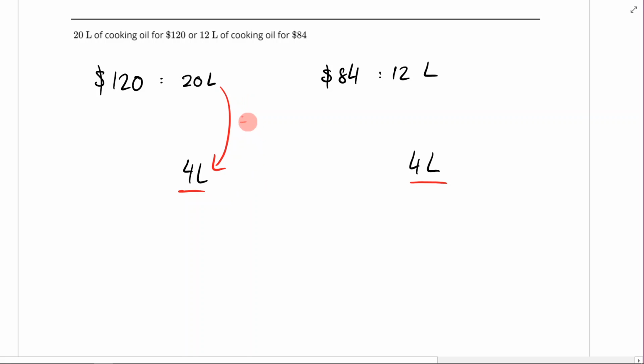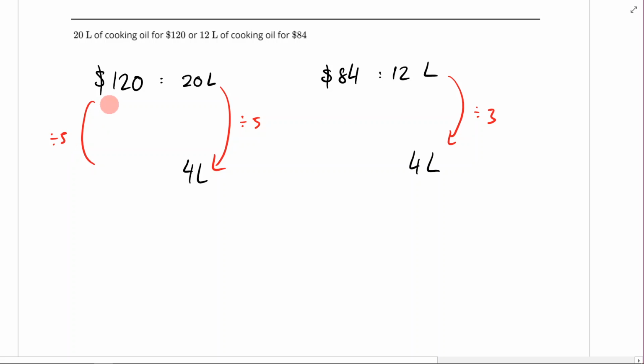So that means I'm going to divide this side by 5 and I'm going to divide this side by 3, because 12 divided by 3 is 4. So as you can see, we don't necessarily have to be finding 1 liter all the time. As long as they're the same, it doesn't matter. And dividing by 5 and dividing by 3 is easier than dividing by 20 and 12. So I'm going to divide this side by 5.